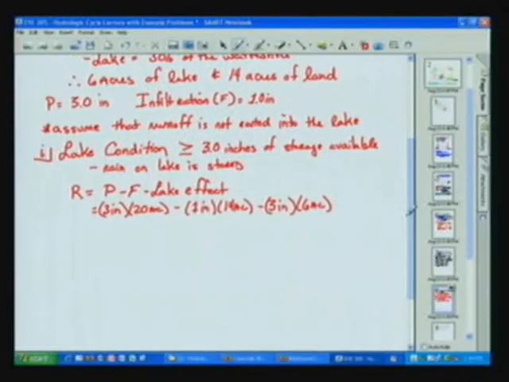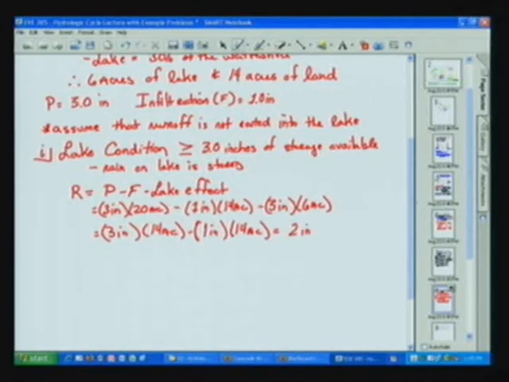And you'll notice this can actually be reduced down to being the same thing as 3 inches on 14 acres minus 1 inch on the 14 acres. And then we can reduce that further to 2 inches on the 14 acres. Okay.